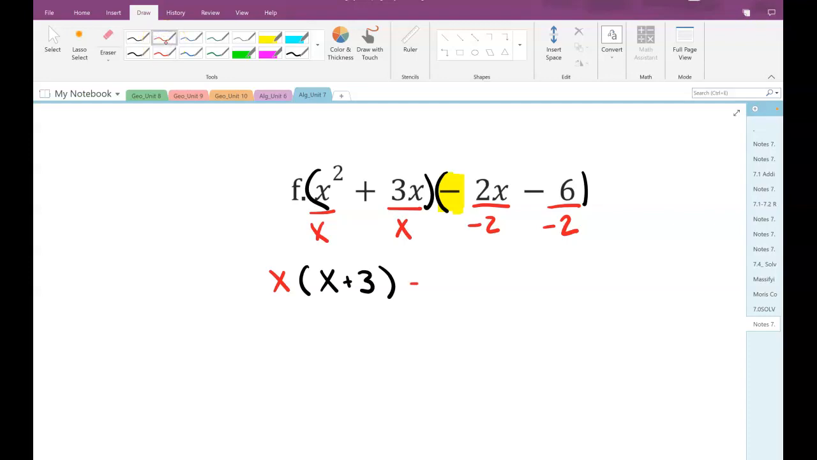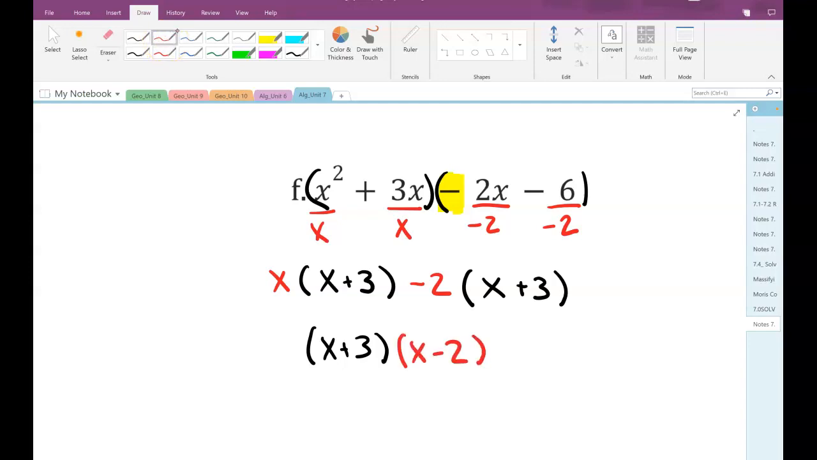So we factor out this negative 2. If we take negative 2x divided by negative 2, we just get out 1x. We take negative 6 divided by negative 2, we get out positive 3. So grouping them together to get our final answer, we have x plus 3, x minus 2. That's our final answer, and that's factoring by grouping.